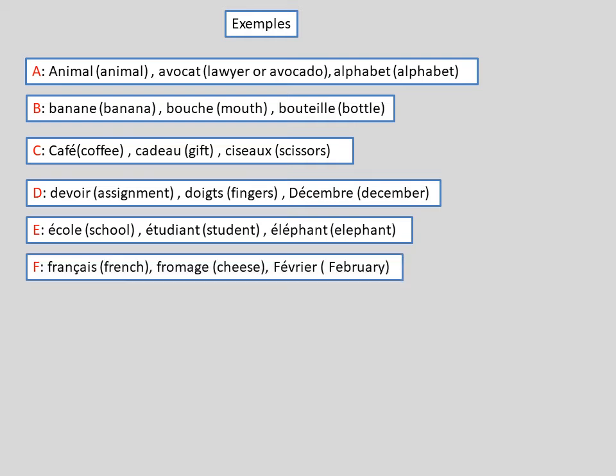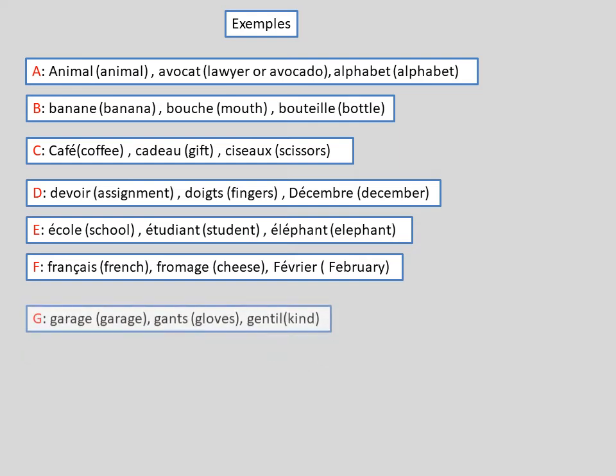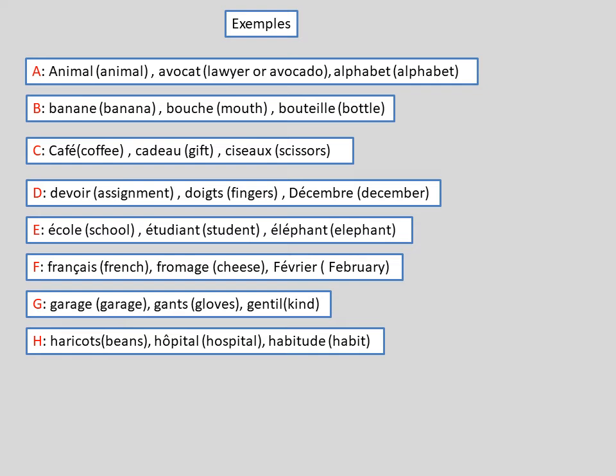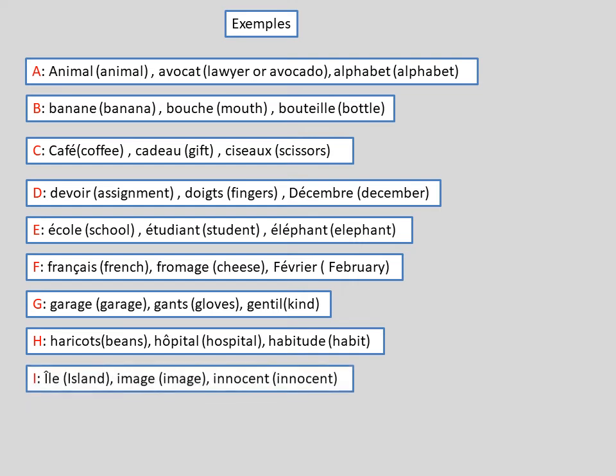Next we have F. For example, we have français, which means French. Fromage, which means cheese. Février, it's a month, February. Next we have G. As examples we have garage, gant, gentil. Next we have H. As examples haricot. And remember, mostly H in French is a silent letter. When a word starts with it, it becomes silent. That's why we pronounce haricot, which means beans. Hôpital, hospital. Habitude, habit.